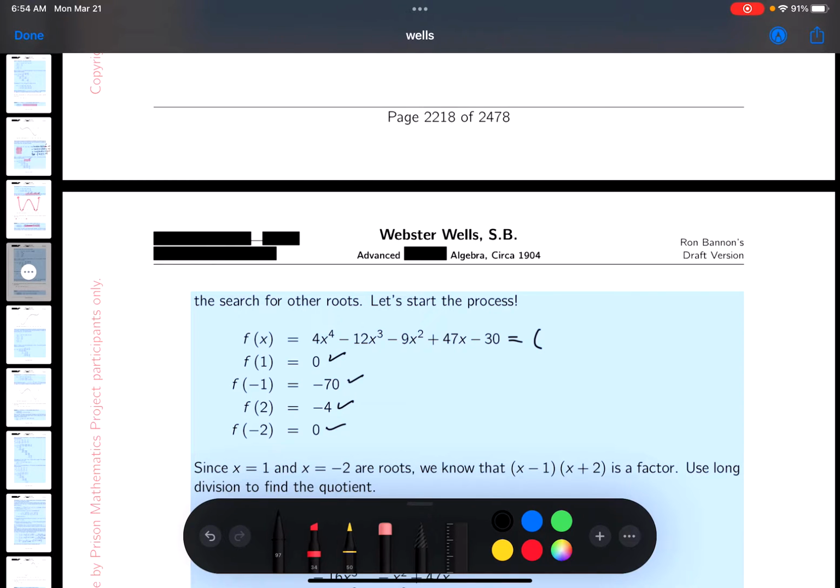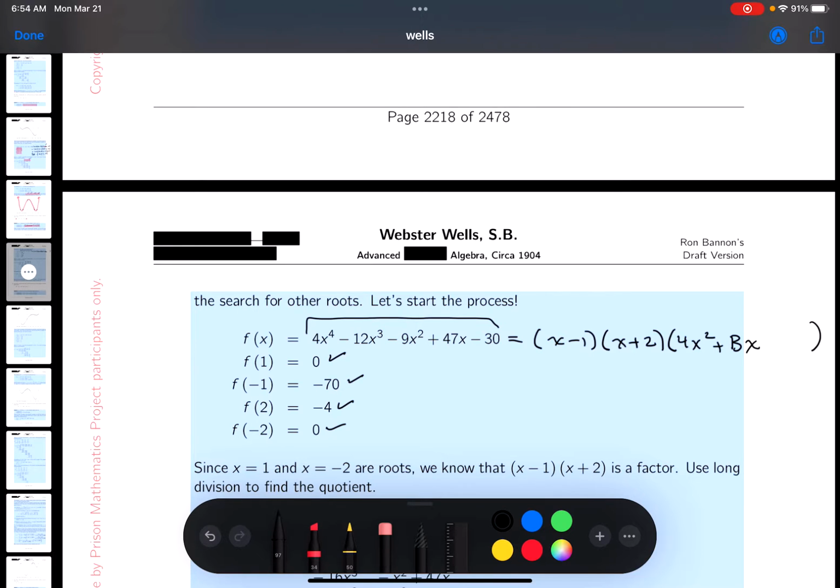What are you going to get? You're going to get x minus 1, and you're going to get x plus 2. There's a remaining quadratic, though. Fairly easy to write down, but I don't know all the coefficients. But I do know the beginning. It's got to be 4x squared. I don't know the middle.